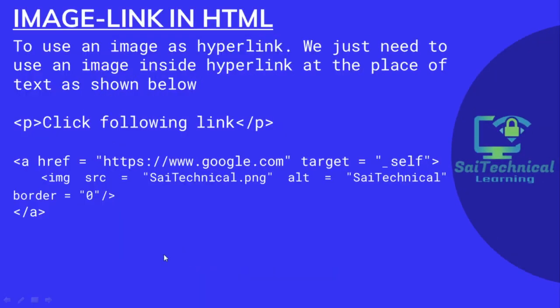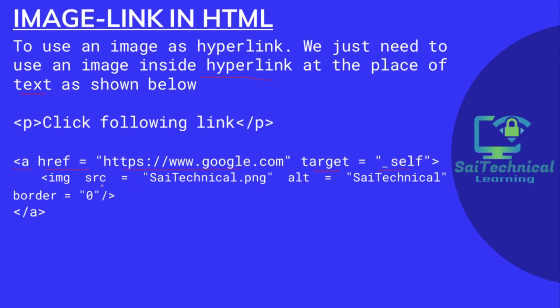Next one is the image link in HTML. To use an image as a hyperlink, we just need to place that image inside the hyperlink in place of text as shown below. What we have done here is we have used the anchor tag, then again the attribute href with a particular link, and again target equals _self. That means google.com will open in the current window.